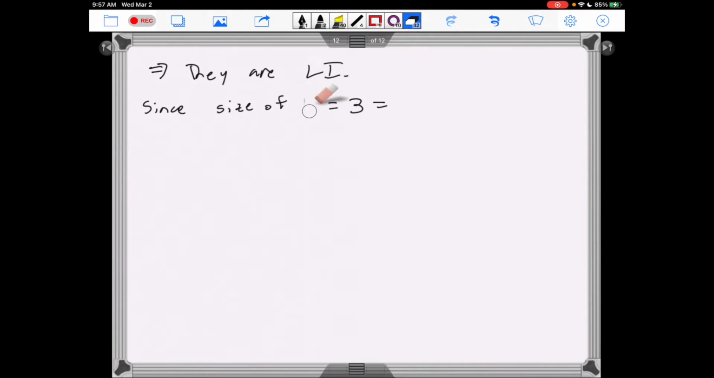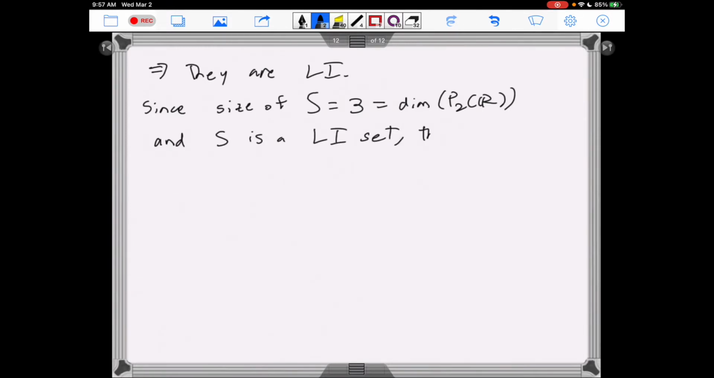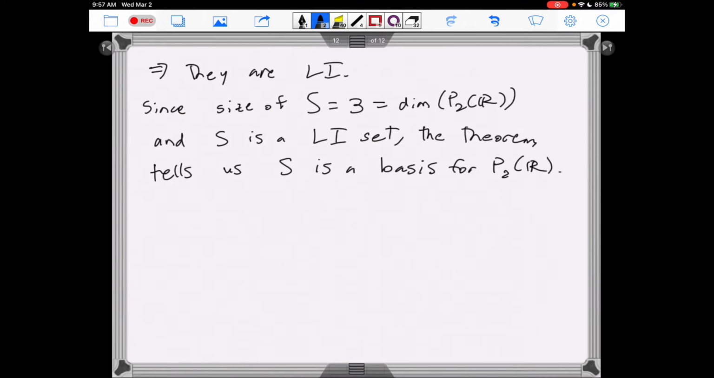Okay, so since the size of S is 3, which is equal to the dimension of the vector space, and S is a linearly independent set, the theorem tells us S is a basis. S is a basis for, let me be specific here, P2R.